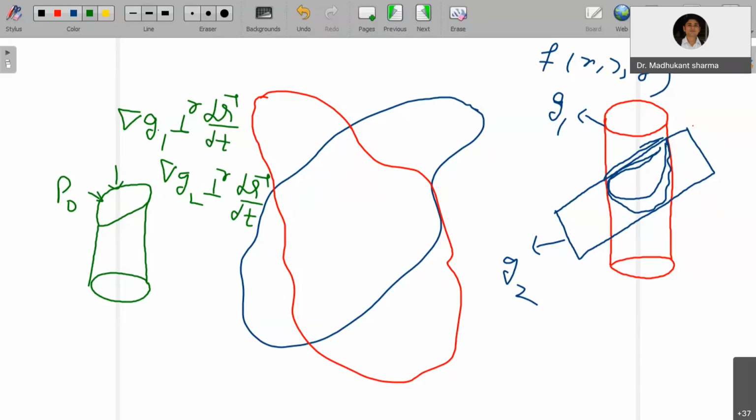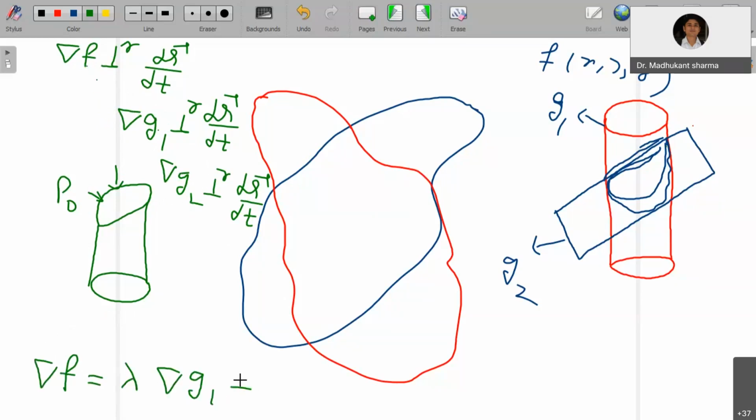Now, grad F is also orthogonal to dr by dt. Now, how do we relate all these three? Which vector will be orthogonal to both grad G1 and grad G2? This grad F will lie in the plane generated by these two vectors. So grad F is going to be some lambda times grad G1 plus another parameter mu times grad G2. It will lie in this.